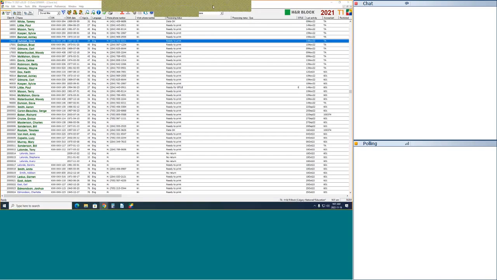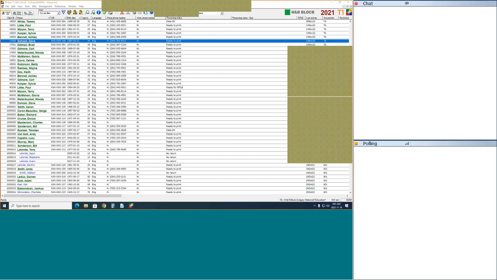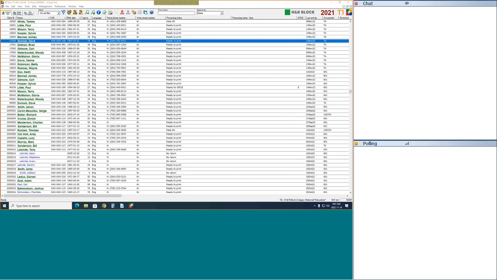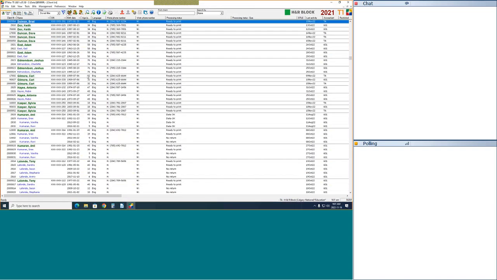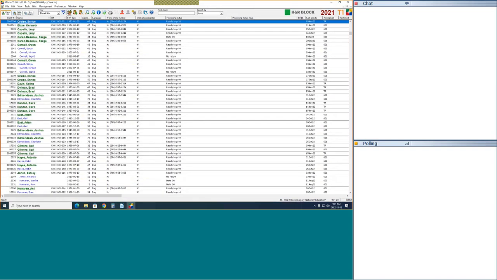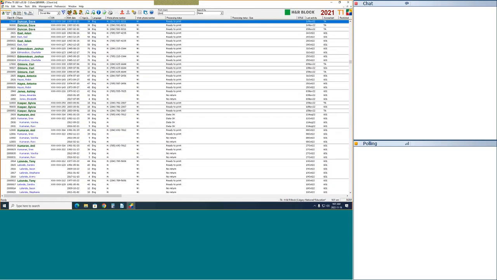And I already have my DT Max open. And just a quick reminder, when you're in DT Max, if you want to find a file, there are lots of different ways to find it. You can find things alphabetically. You can search for your client. So if I'm looking for Dave Duncan, I can type in part of his name.